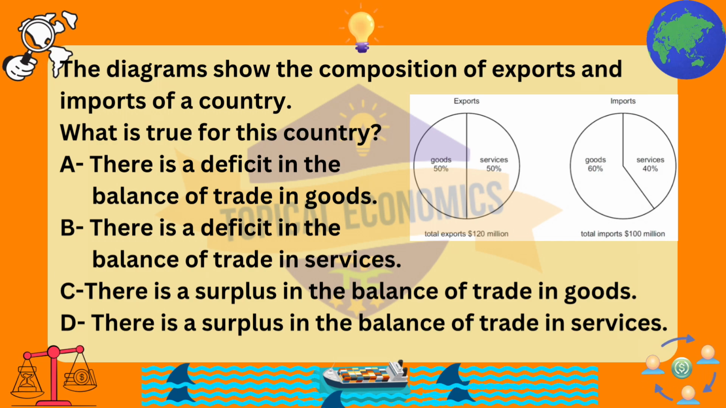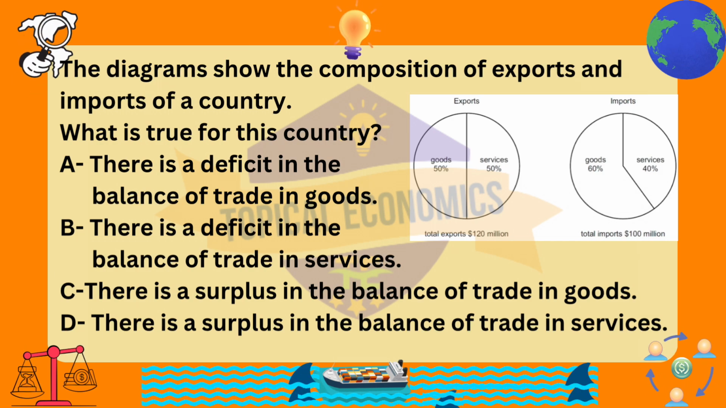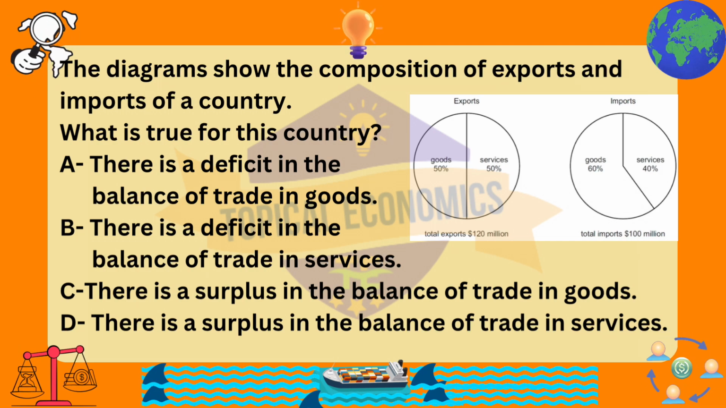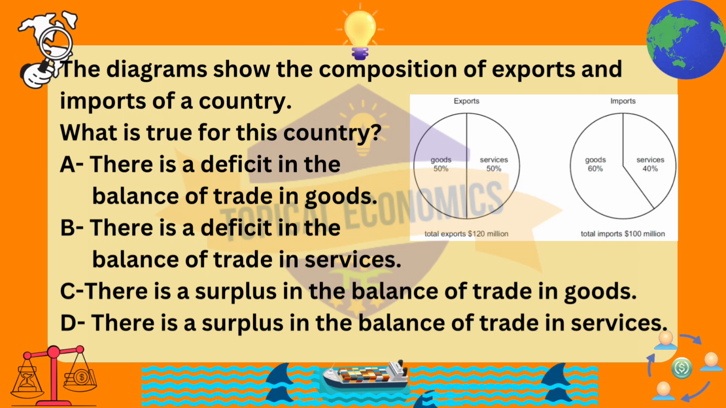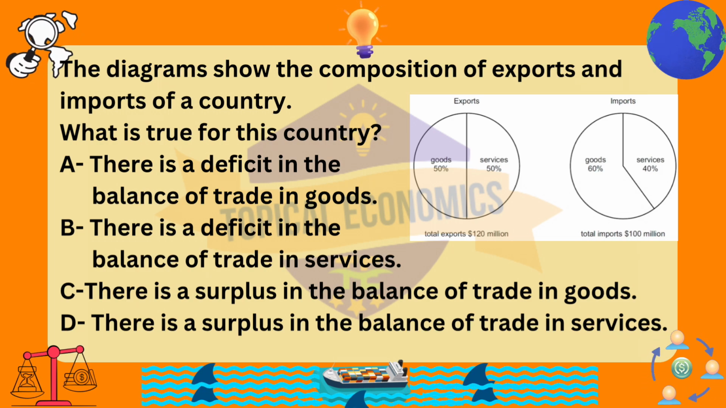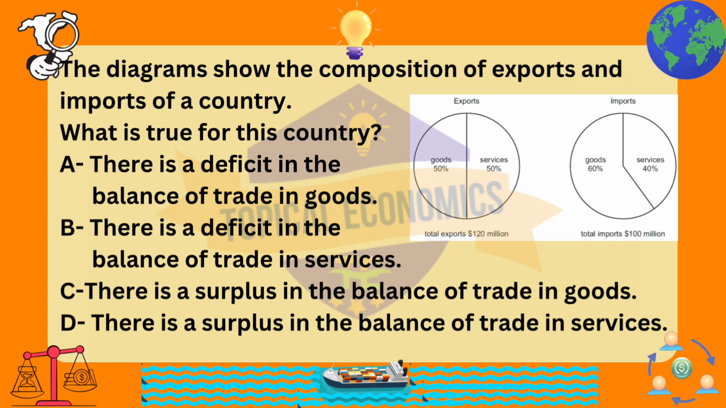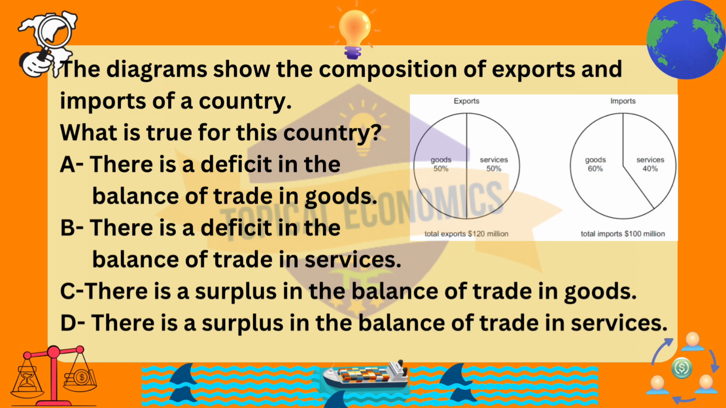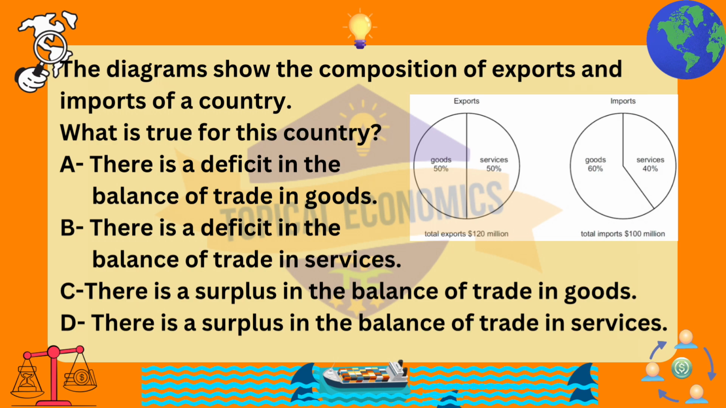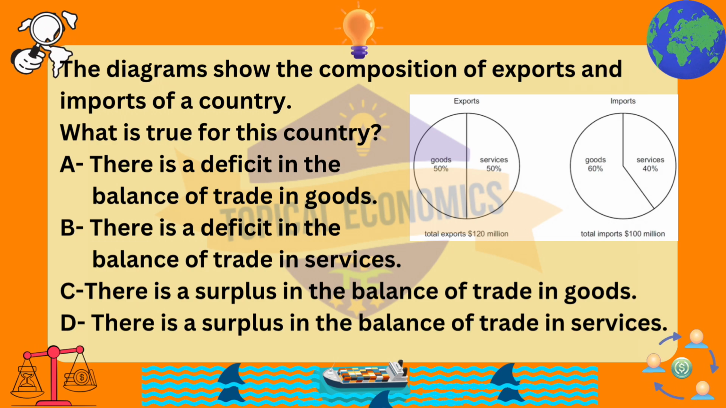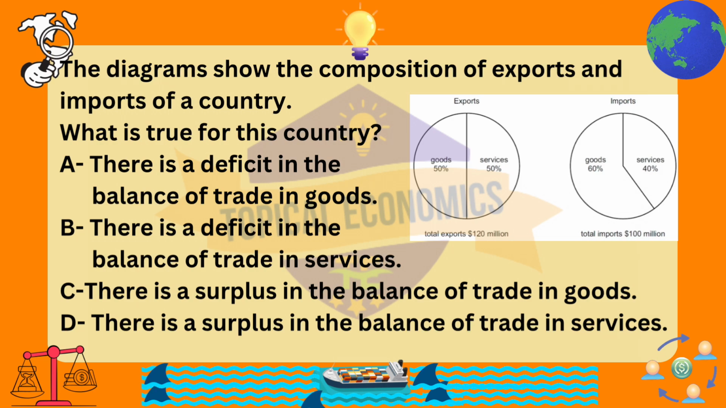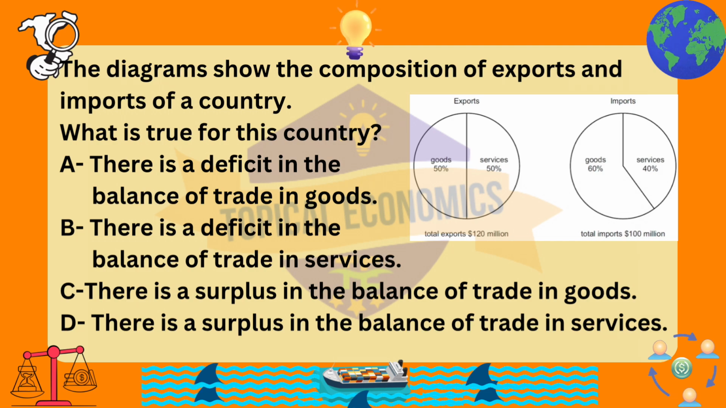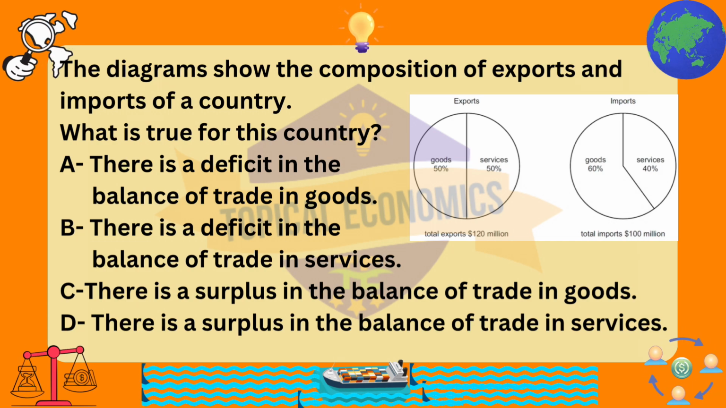For exports, $60 million is from goods, 50% of $120 million, and $60 million is from services, also 50% of $120 million. For imports, $60 million is for goods, 60% of $100 million, and $40 million is for services, 40% of $100 million. In terms of the balance of trade, the balance for goods is zero, exports of $60 million minus imports of $60 million, meaning there is no surplus or deficit in goods. However, for services, the balance is a surplus of $20 million, exports of $60 million minus imports of $40 million.